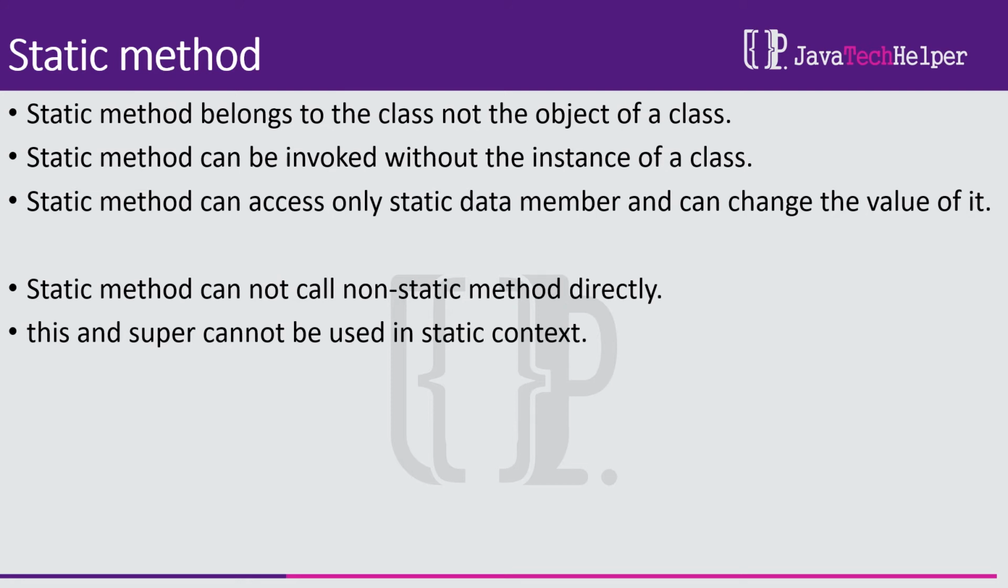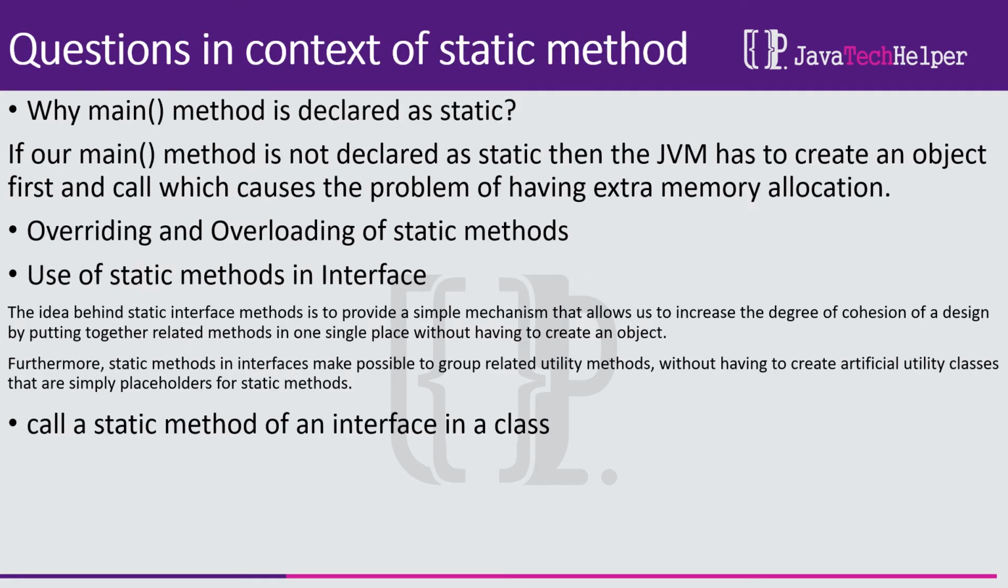A static method can access only static data members and can change their value, so it can use only static data members inside, not the instance data members. A static method cannot call non-static methods directly. This and super cannot be used in the static context. This is also very important. You need to keep in mind that this kind of question comes up: uses of super and this inside a static method, so they cannot be used.